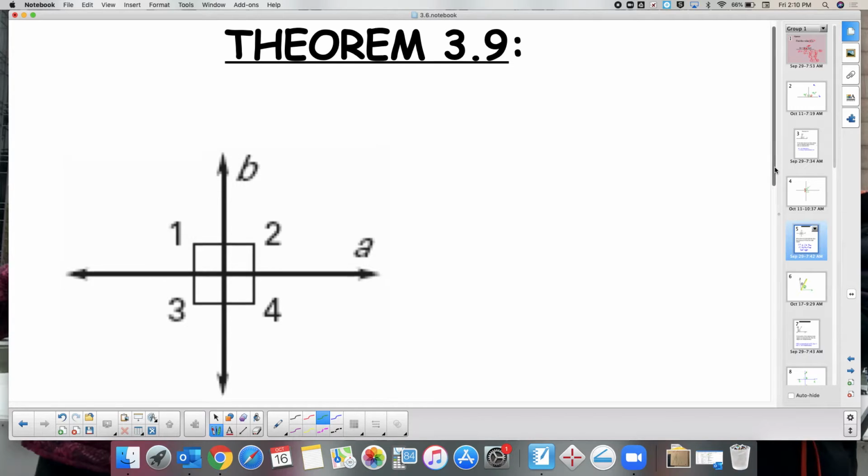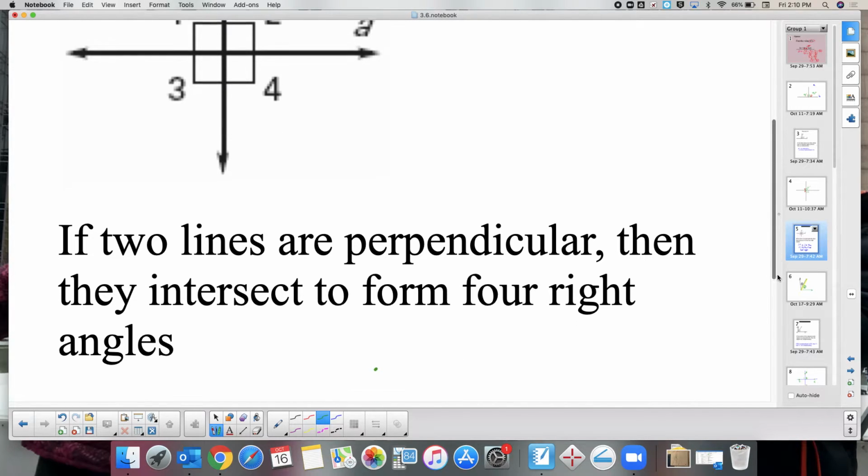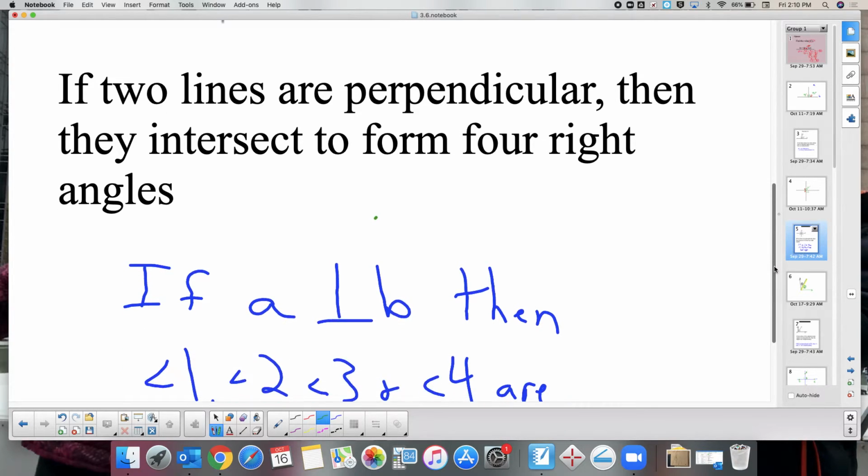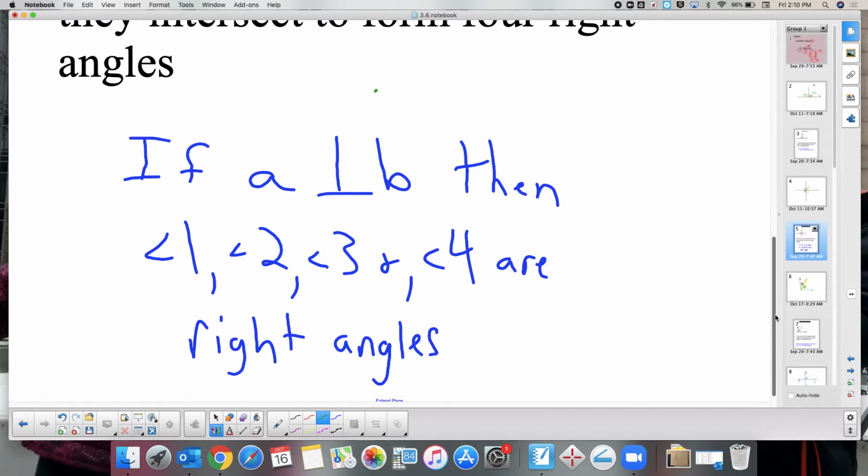So that's theorem 3.9. If two lines are perpendicular, then they intersect to form four right angles. So if A is perpendicular to B, then angles 1, 2, 3, and 4 are all right angles.